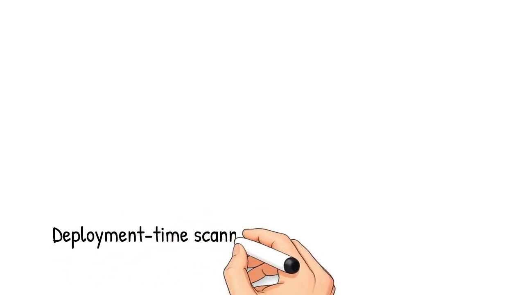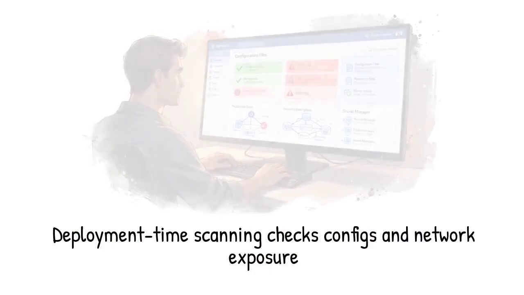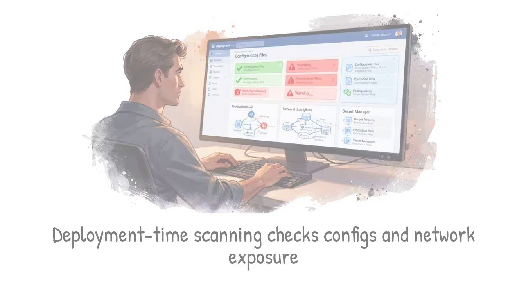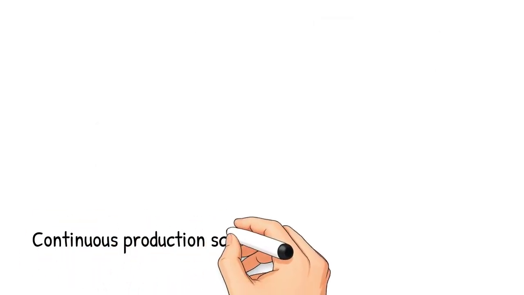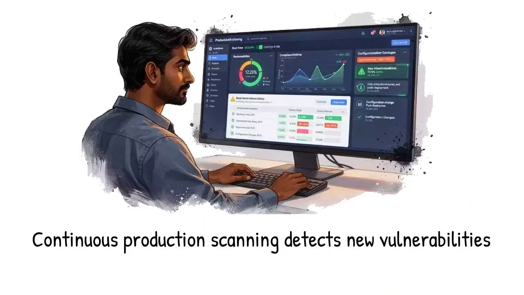Before deploying to production, deployment time scanning validates configurations, permissions, network exposure, and secrets management settings. This important step ensures major misconfigurations do not reach live environments. Even after code is deployed, continuous scanning in production is vital. It detects new vulnerabilities, identifies drift from secure baselines, catches misconfigurations, and ensures ongoing compliance throughout the system's lifecycle.